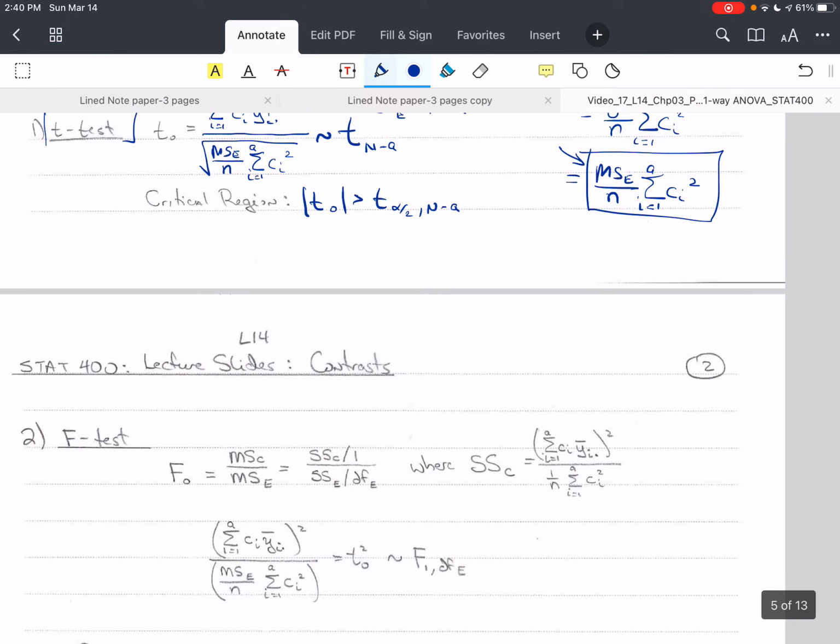What we can do is take the mean square of the contrast, which is the sum of squares of the contrast divided by its degrees of freedom, which is 1. And then we take the sum of squares error divided by its degrees of freedom. That's what the MSE is. And so we need to define what SSC is. It turns out that SSC is the sum of Ci yi dot bar, quantity squared.